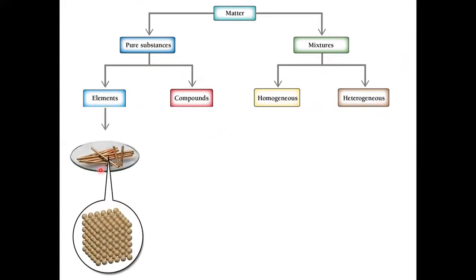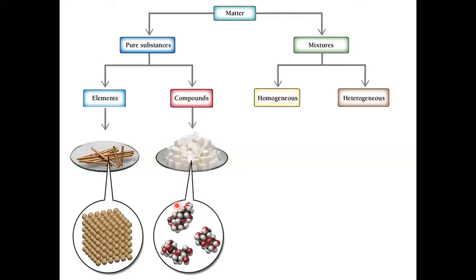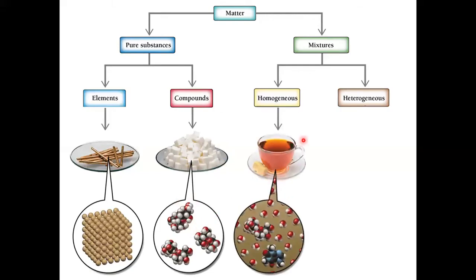Examples of elements: we see here copper. An example of a compound: we see here sugar. A homogeneous mixture example is a cup of tea. In tea, we have water molecules. If you add sugar, you have sugar molecules. Then you have caffeine from the tea.